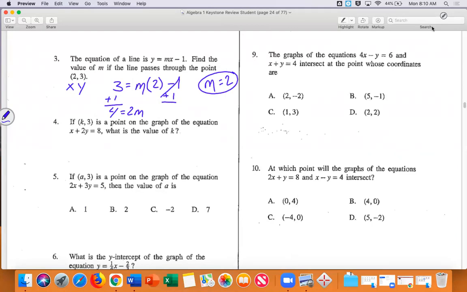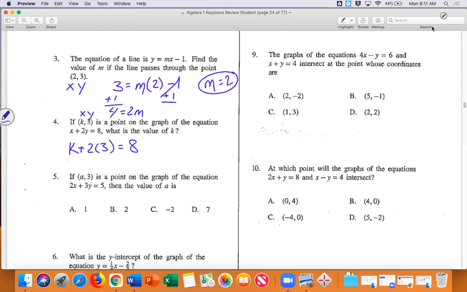Kevin, if K3 is a point on the graph of the equation of the line x plus 2y equals 8, what is the value of K? What do you think I'm going to do with number 4? Okay. Plug it in. So I'm going to label this x, y. Remember those steps I gave on that board over there, Kevin, right above your head? The first one was label, right? Write your equation, which is given to us. And then it was to plug it in, correct? That's what we're doing. So we're going to have K plus 2 times 3 equals 8.